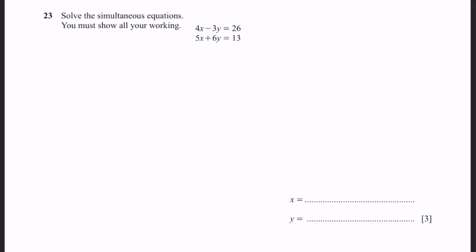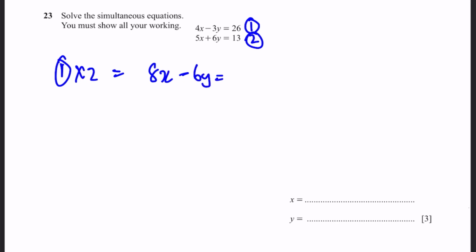Question 23. Solve the simultaneous equations. You must show all your working. 4x minus 3y equals 26. 5x plus 6y equals 13. First, let's make one of the x values or the y values the same. There's 1 and there's 2. So we can actually multiply equation 1 into 2 to get 8x minus 6y is equal to 52.